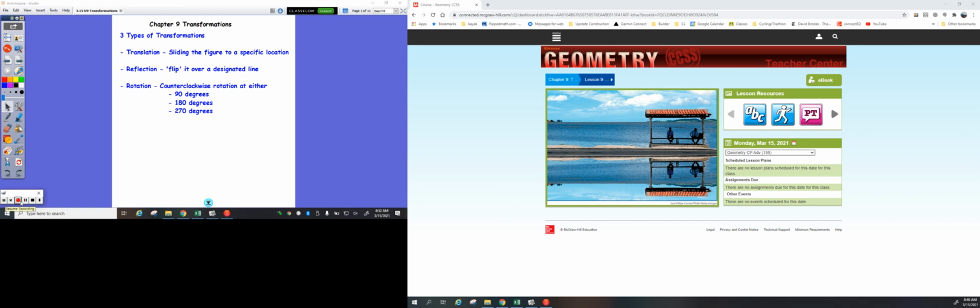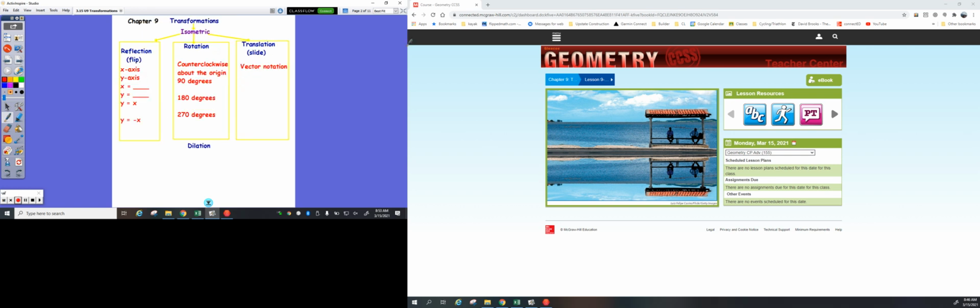So, what we're going to do today is just talk about translation and reflection. These are the two easiest of the transformations. And then finally, we'll deal with rotation, where you're going to have three different types of rotations to deal with. But translation and reflection are generally pretty easy. The only thing that's kind of difficult in reflection is where the actual line is, and we'll talk about that in a second.